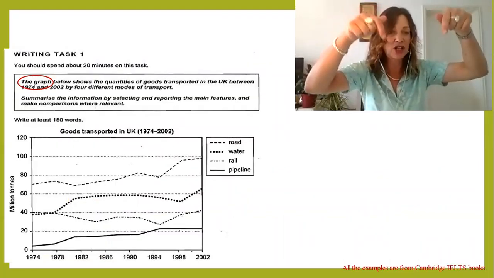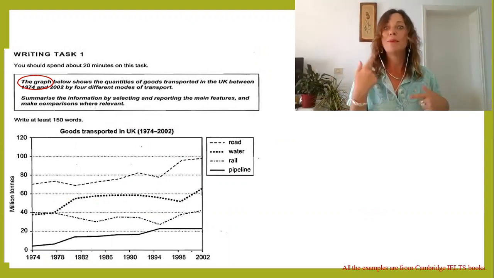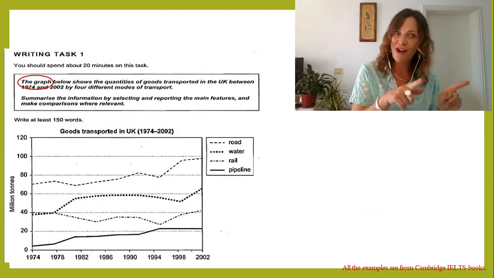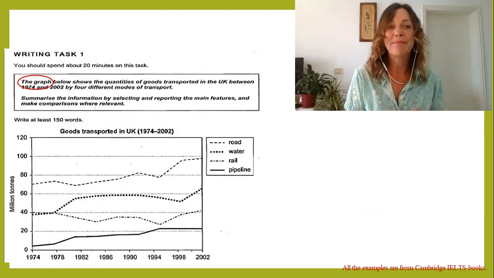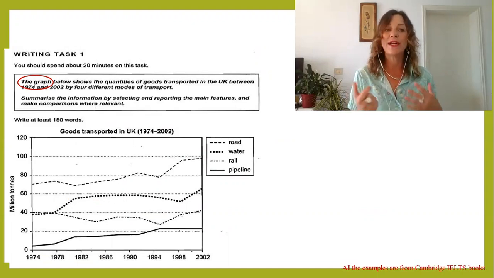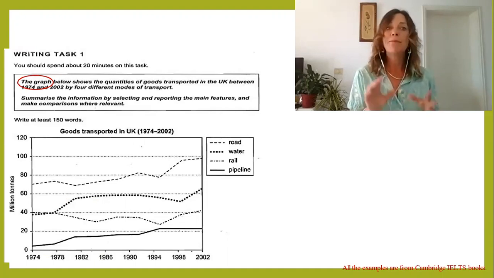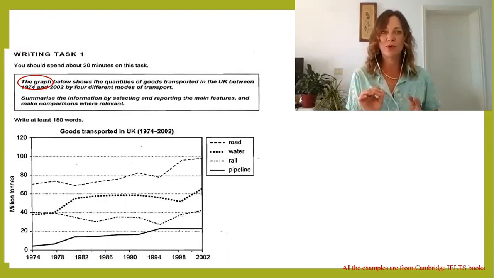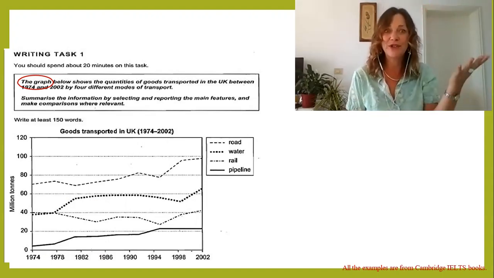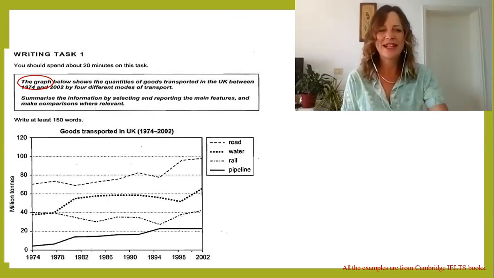Here's another task 1 question. And the first statement is what we are going to paraphrase and change today. Let's read it. The graph below shows the quantities of goods transported in the UK between 1974 and 2002 by 4 different modes of transport. So straight away, we can change the graph to, what is it? Well, it's a line graph. Let's have a look at another one.